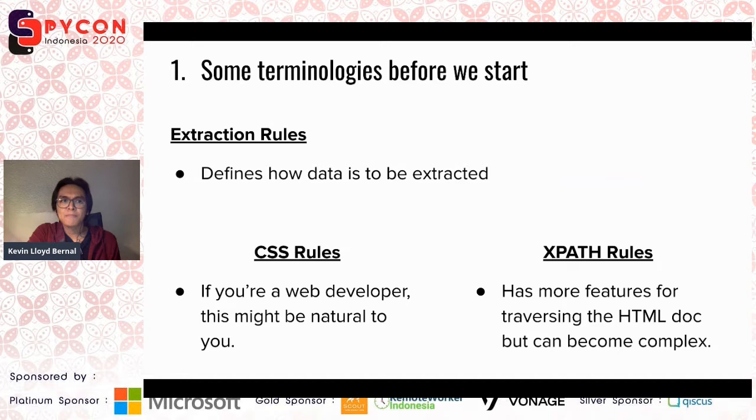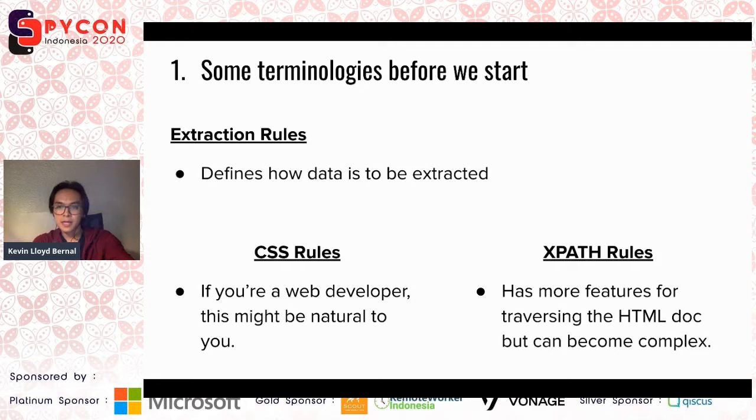For parsing, or rather extraction, there are some extraction rules that we need to define. So extraction rules are basically how data is to be extracted from a given HTML or XML document. There are 2 main extraction rules that I would be mostly going over for this talk. The first one is CSS rules. If you're a web developer, this might be natural to you because you use this quite often in order to stylize a lot of different page elements in your web page.